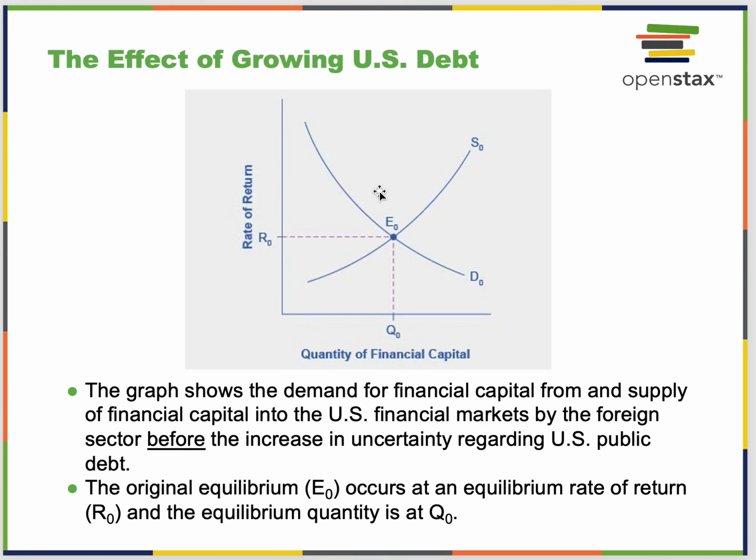So the effect of the growing U.S. debt. So this is amazingly timely too, because I'm recording this during the COVID epidemic. We just added $6 trillion to our debt with this bailout that just passed this week. So this graph shows the demand for financial capital and supply of financial capital into the U.S. financial markets by the foreign sector before the increase in uncertainty regarding U.S. public debt. I'm not sure what year we're talking about, but here's the supply of foreign capital. Here's the demand for it within this country. And you have an equilibrium.